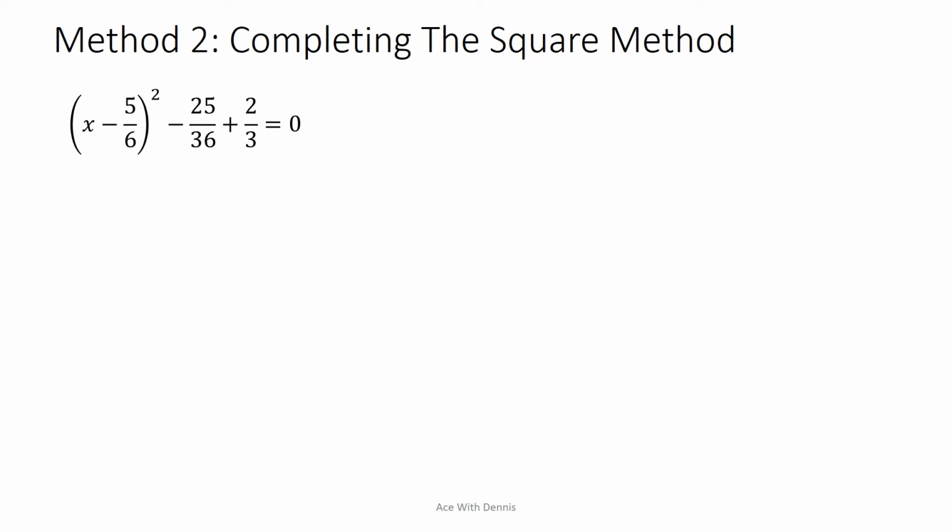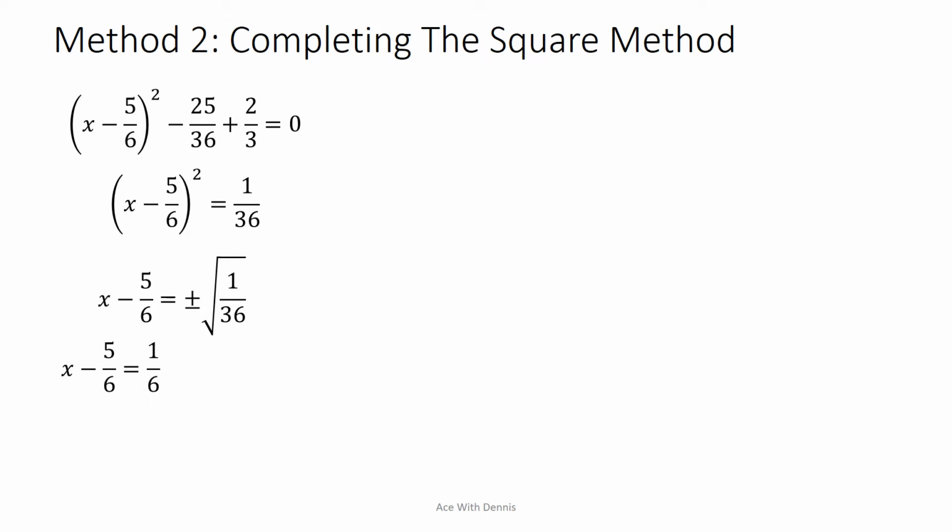Next, we can sum the constant terms together and put them at the right-hand side. Then I square root the number, it becomes x minus 5 over 6 equals 1 over 6, or x minus 5 over 6 equals negative 1 over 6. Therefore, x equals 1, or x equals 2 over 3.